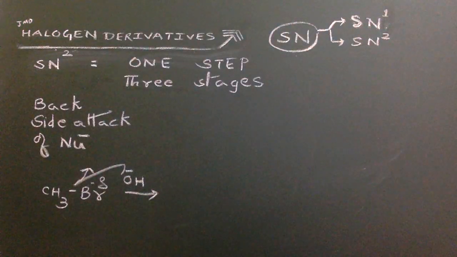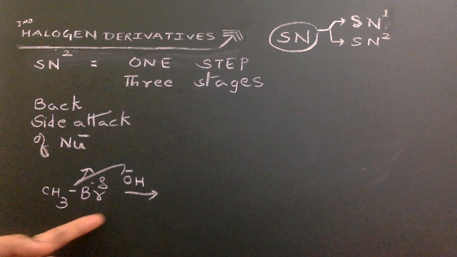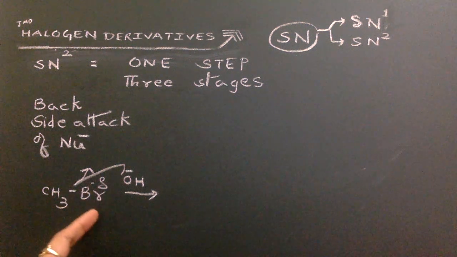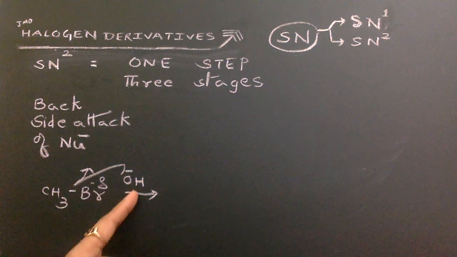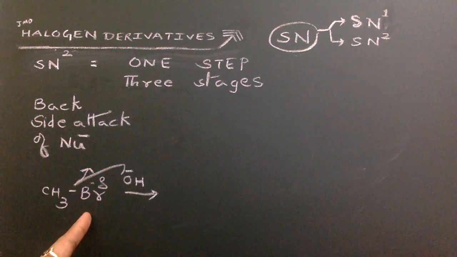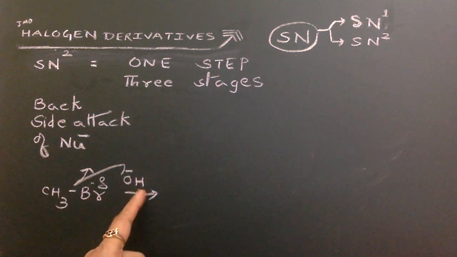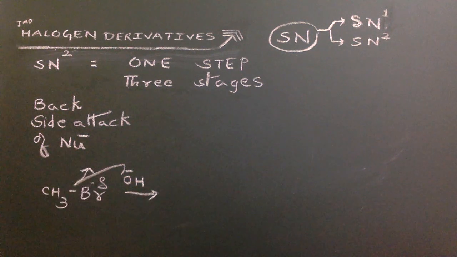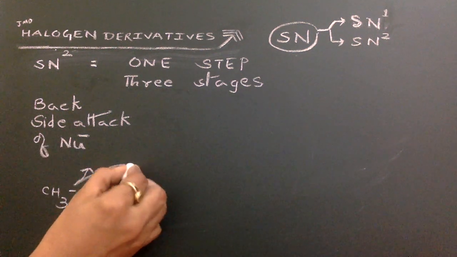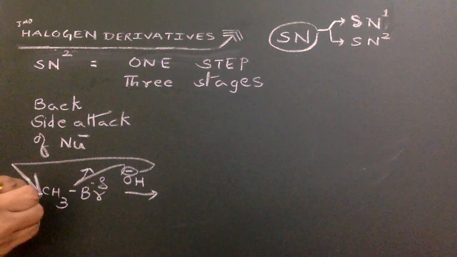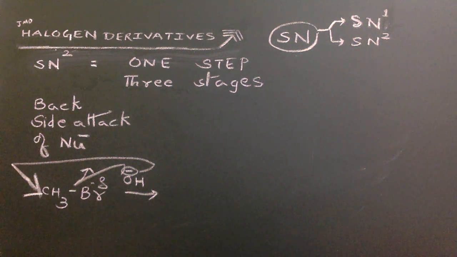Why is it repelled back? Because it's very simple. The OH minus will not attack the molecule from front in order to avoid the electrostatic force of repulsion between the weak nucleophile Br minus and the strong nucleophile OH minus. And hence the stronger nucleophile attacks from back. This is called backside attack of the nucleophile.